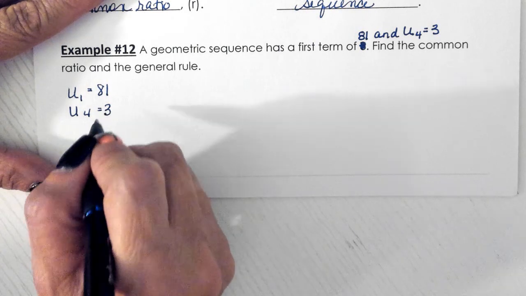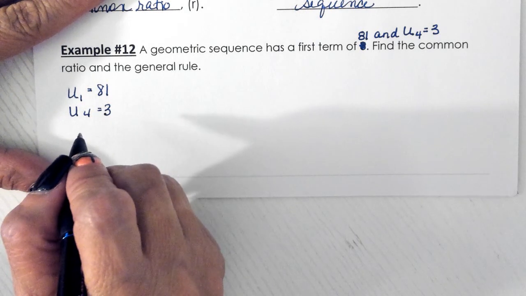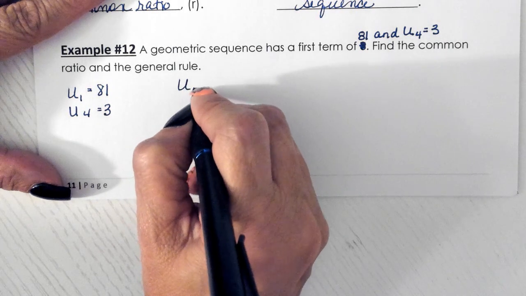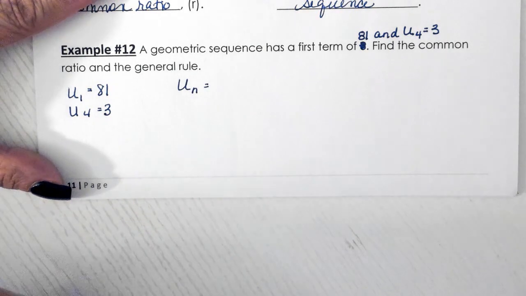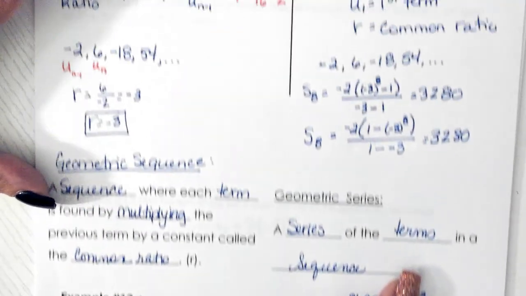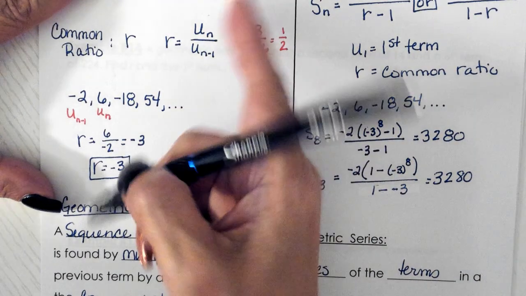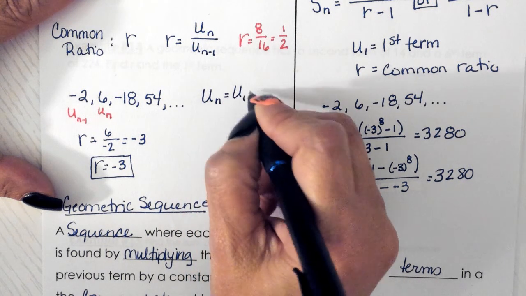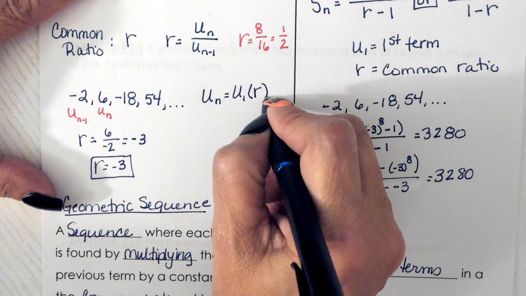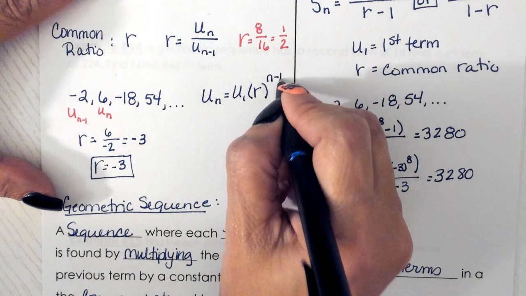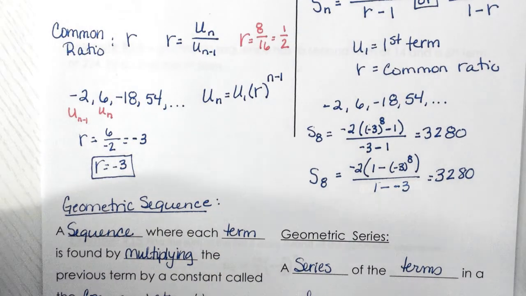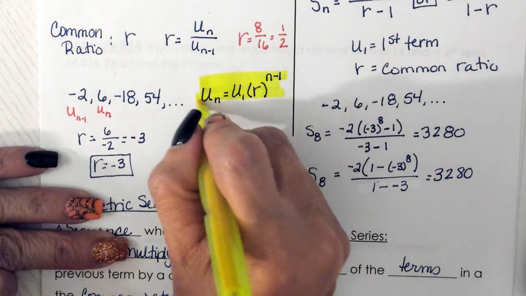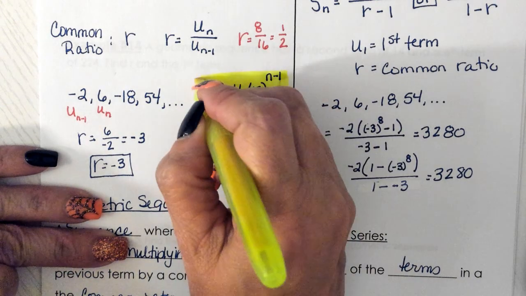And we don't know the common ratio. But we do know the rule. Oh, did I give you the rule up there? I sure didn't. Let's go back up here. I need to give you the rule. For a geometric sequence, the rule is U sub n equals U sub 1 times the common ratio to the n minus 1 power. That is our rule. We're going to be using that again.